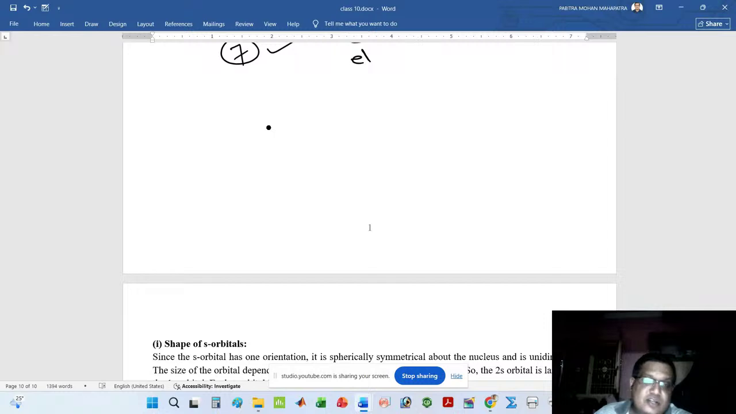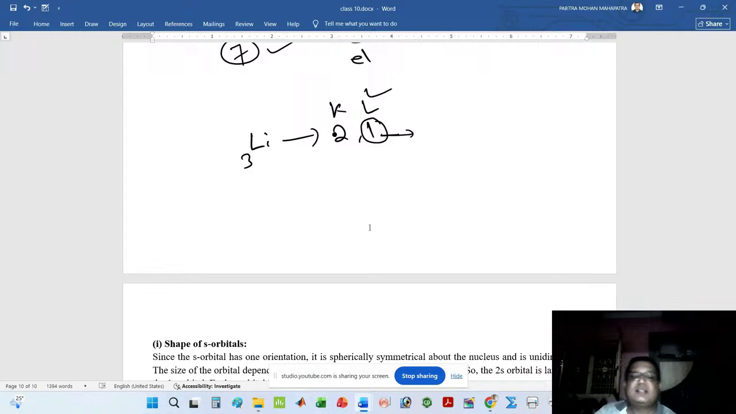Suppose I want to take another example. Suppose take lithium. Lithium has atomic number 3. The electron configuration is 2 1. 2 for the K cell, 1 for the L cell. Here the last electron, the valence electron, goes to the L cell, and the L cell is the valency cell, and the number of valence electrons is 1. And the K cell is the inner cell, and the 2 electrons present in the K cell are considered core electrons.